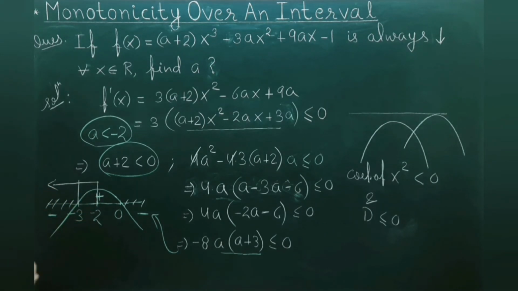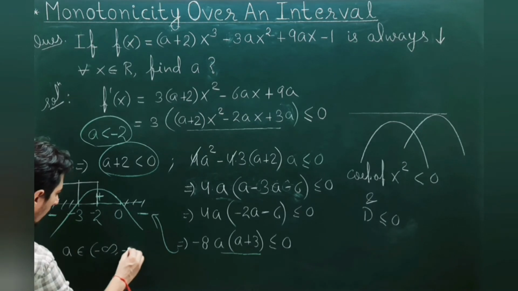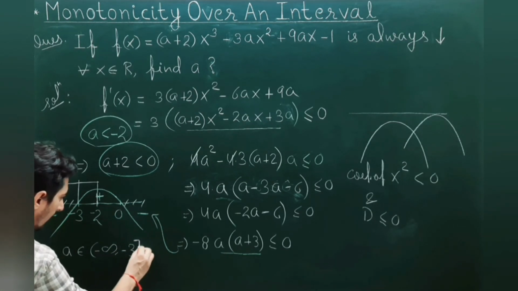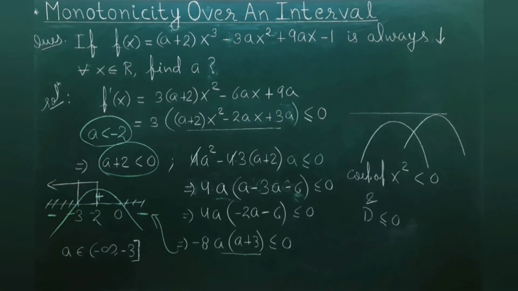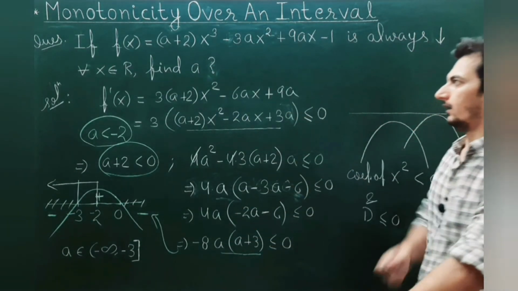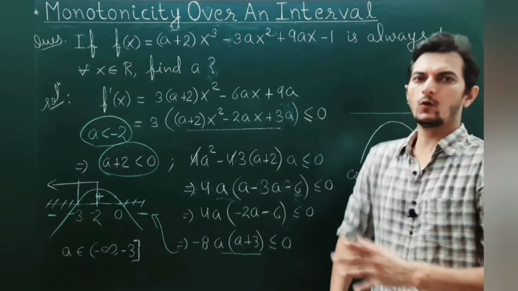So clearly I have this part that a must be less than minus 3, or a belongs to minus infinity to minus 3. Minus 3 is closed, because at minus 3 discriminant is 0 and discriminant can be equal to 0, right? So please trace out the whole problem, review it carefully.